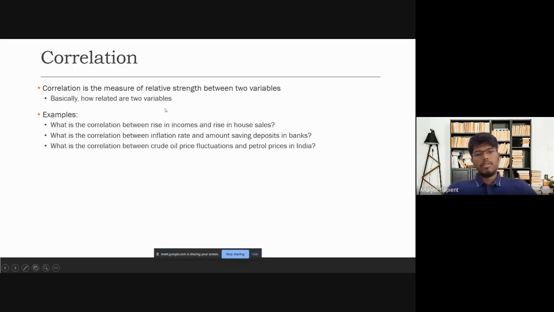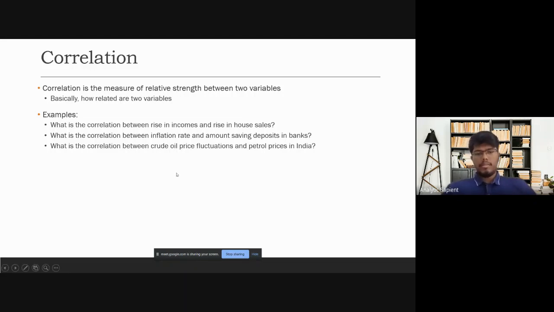Okay, examples could be, what is the correlation between rise of incomes and rise in house sales? If median, middle class incomes are increasing, is that why there's an increase in house sales or a decrease in house sales? And what could be the correlation between inflation rate and amount of savings deposits in banks? Right, inflation rate can affect savings, right? And also, what is the correlation between crude oil fluctuations and petrol price in India? Is an increase in the price of a barrel of oil causing an increase in petrol, or is it something else?